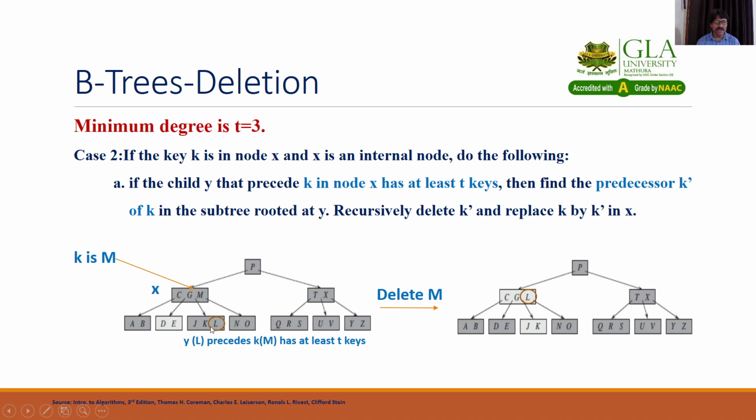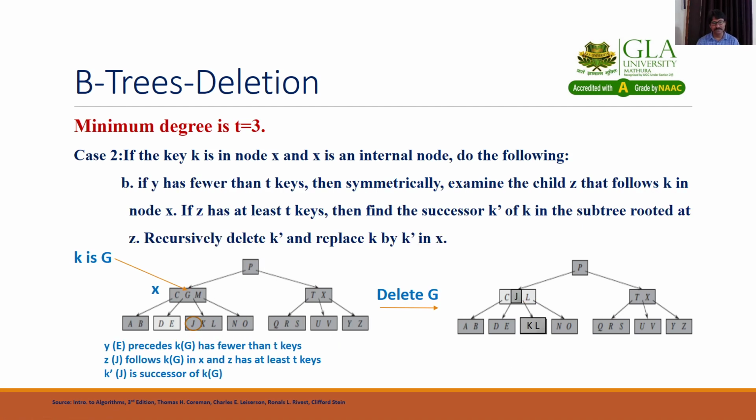This L will replace m directly, and L will be deleted from its node, and L will reach this position, overwriting m. In this way m will be deleted, and the minimum number of keys property will remain as it is. You can see here, this is the final solution. Now we talk about 2b.